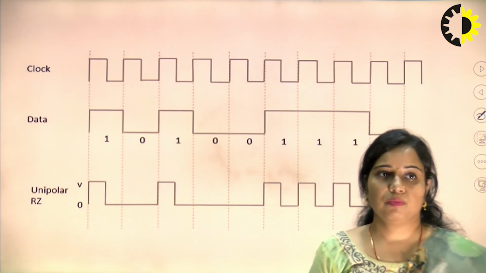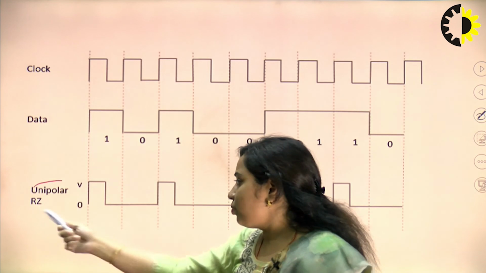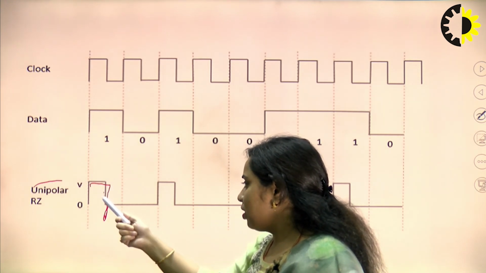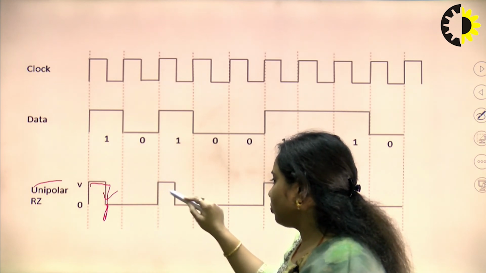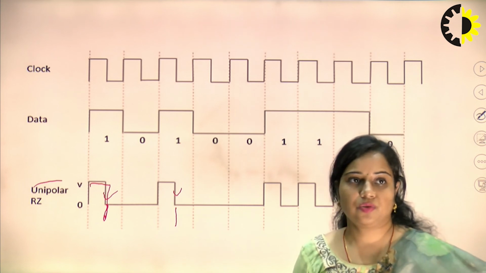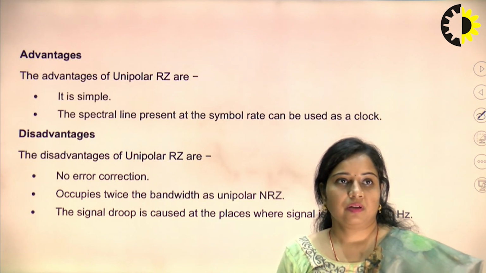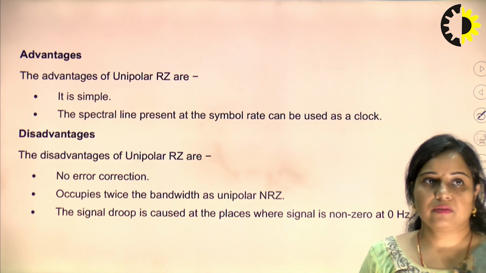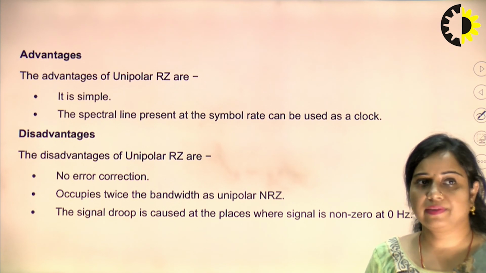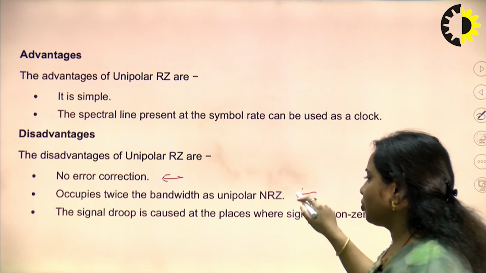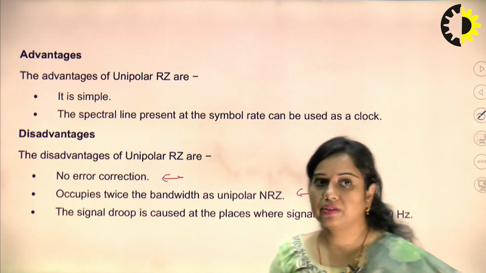Now, next one is unipolar RZ. In this case you can see that after half bit duration the amplitude will return to 0 for bit 1. So, that is unipolar RZ. Next are the advantages of unipolar RZ. It is again simple, and the spectral line present at the symbol rate can be used as a clock. The disadvantages are that it has no error correction and occupies twice the bandwidth of unipolar NRZ.